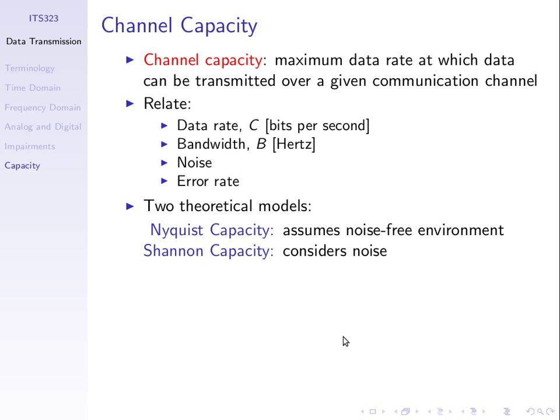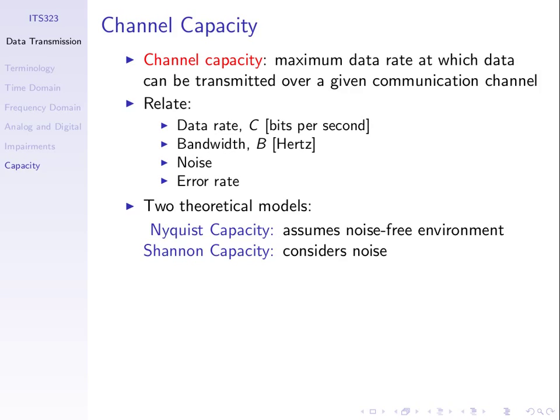Maximum data rate at which data can be transmitted over a given communication channel or link. And people have done analysis to relate data rate. We'll see in our equations, data rate is represented as C, capacity, in bits per second, bandwidth, B, in hertz, plus other factors like noise, errors, number of levels. I think we'll see in the next one.